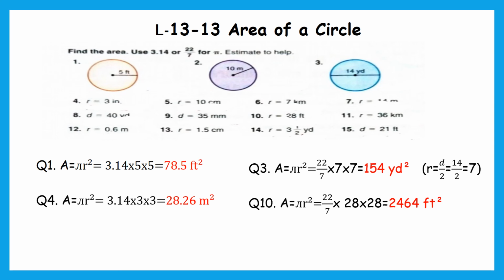Again, in this one, 28 is a multiple of 7. That's why we use the value of pi as 22 by 7, multiply 28 into 28, and then it is easy. 7 times 1 and 7 times 4, then 4 multiplied is 88, and 88 multiplied by 28, what is the answer? 2464 feet square. I think this one is clear.